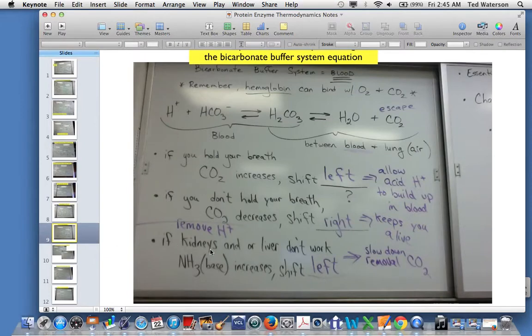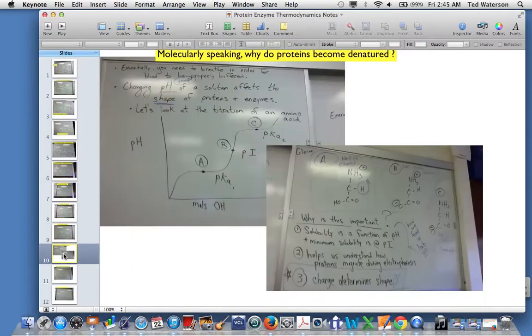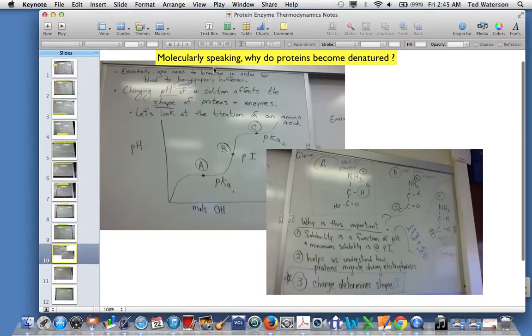Yeah, if you add a base, if ammonia builds up in your blood, that removes hydrogen ion. And really what that does is that slows down your breathing rate. And if your breathing rate slows down, that's not good either. It's a lot of times what happens before people die is their kidneys and liver shut down. Ammonia will build up in their blood, and that will denature everything in their blood, and hormones and cell signaling molecules, really everything just shuts down. Okay, so how do we describe denaturing molecularly speaking?